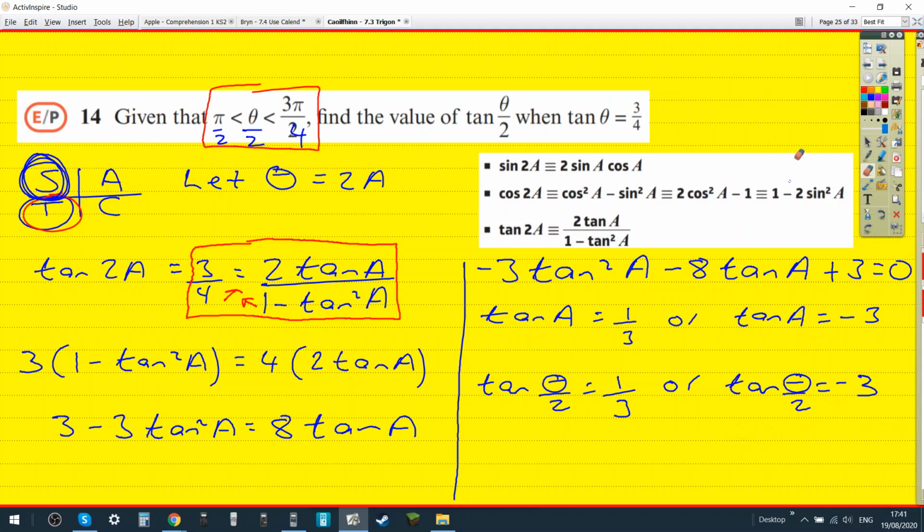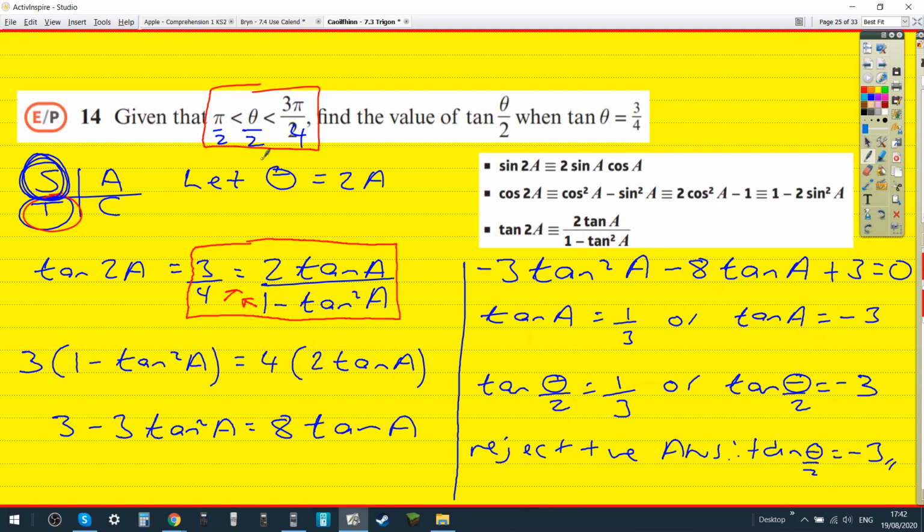So what's our answer then? Minus 3. Therefore tan theta over 2 is equal to minus 3. So we have to correct the range. Theta is between 180 and 270, and so theta over 2 is between 90 and 135, and so tan theta over 2 will be negative, not positive.